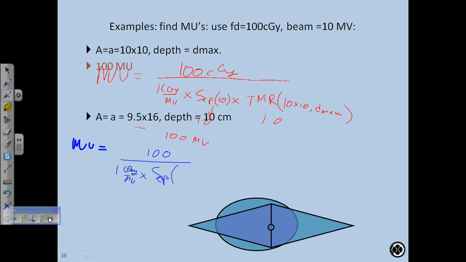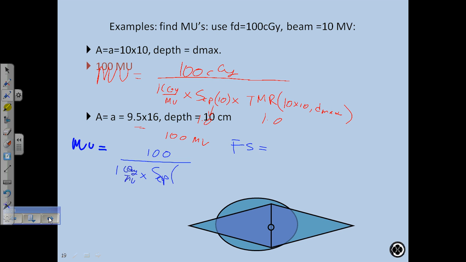Okay, now, whenever you do a problem like this, any MU calculation problem, don't start the way I just started. I just started that way because it's a really simple one, but you'll have a lot more complicated ones. Always start with things like the field size, since you're going to need it. So calculate your field size first.